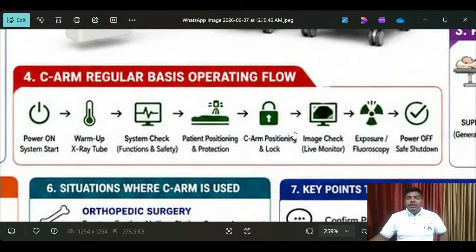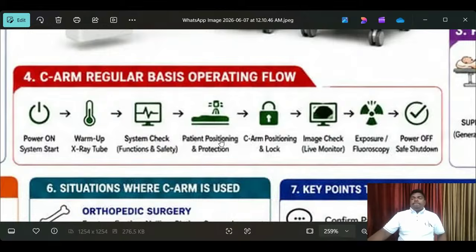In this way, if you follow and take care about all these points, major problems will not come in the coming days. By following this on a regular basis, you can reduce the major complaints.